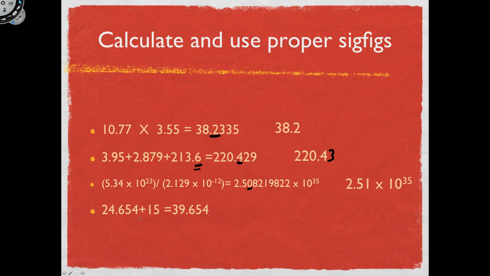All right, down here we have another addition problem. Again, with addition, all we're looking at is places past the decimal. 24.654 goes 3 places past. 15 doesn't go any places past. So my answer cannot be more precise than the least precise of these two numbers. This number doesn't go any places past, so I must repeat that when I round. So which one of these would be the 1's position? Well, that would be the 9. Anything past the decimal, I'm misleading anybody looking at my data.